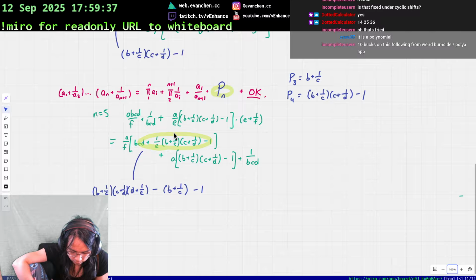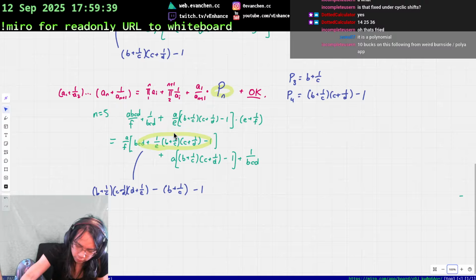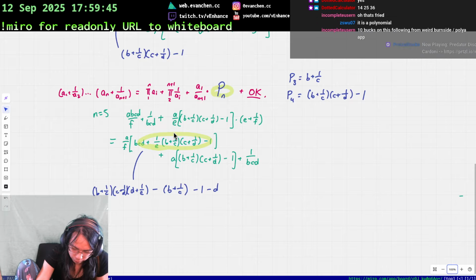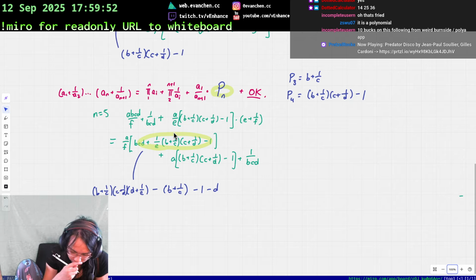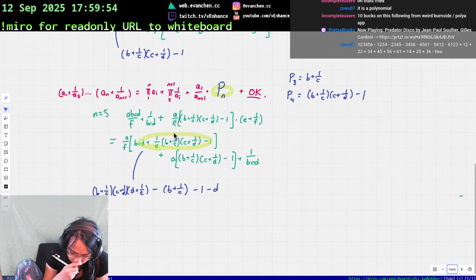Are you telling me... So I'm getting that I want a minus d here, which I agree would mean that I'm this screwed, if that's actually correct. If this expansion I just wrote down is fine, then this strategy is doomed. Because it's not a polynomial anymore.